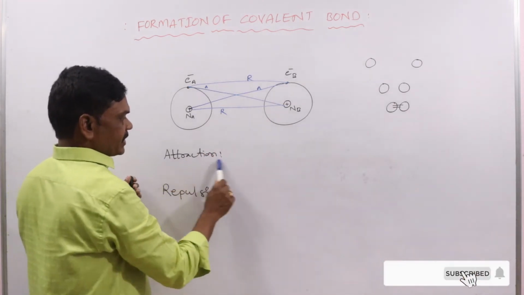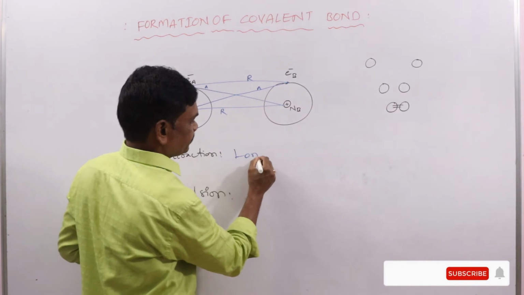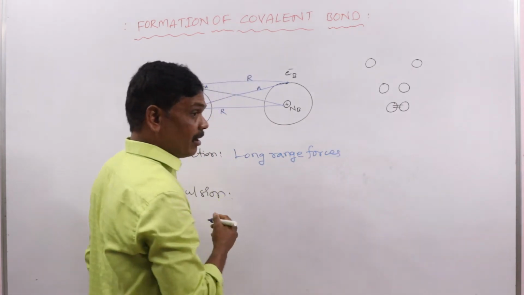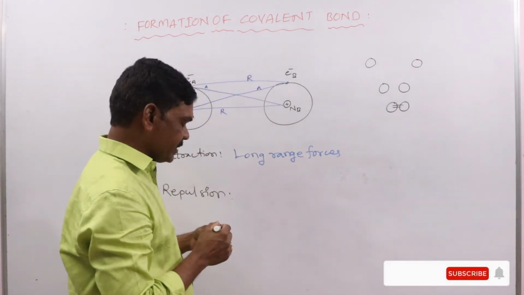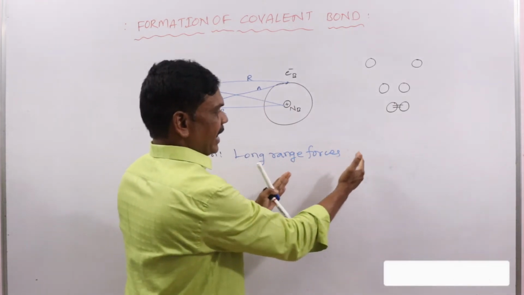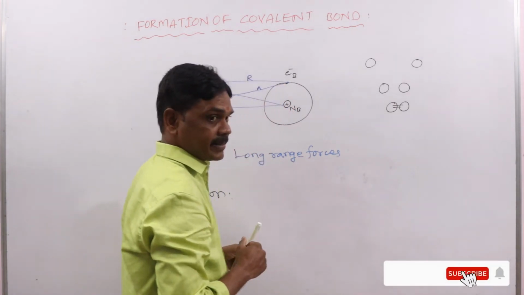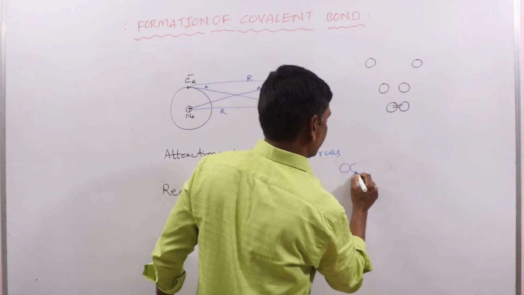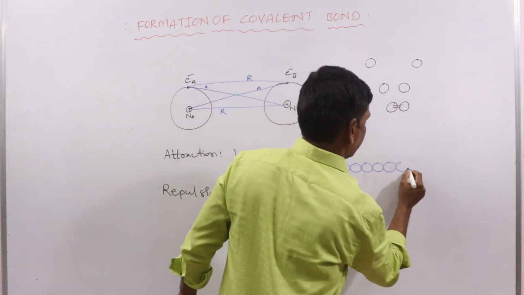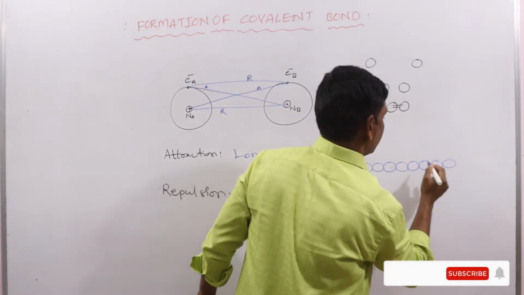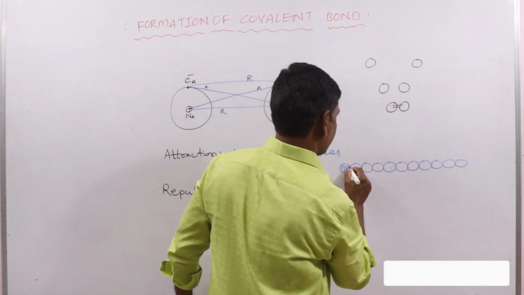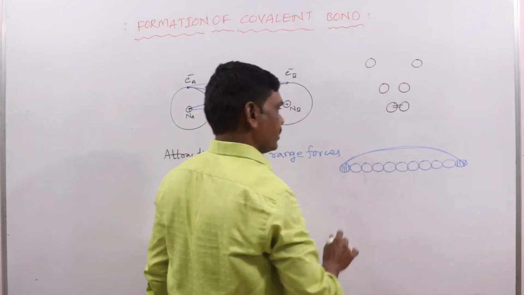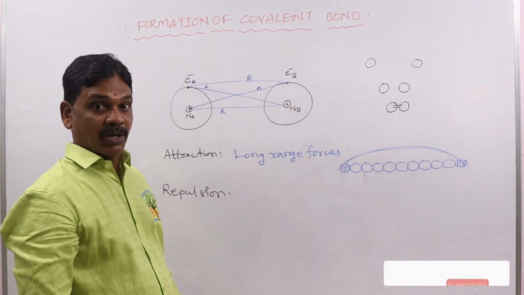These attraction forces are known as long range forces. What is the meaning of long range forces? Here, attraction forces act up to several atomic diameters. For example, I am writing a number of atoms, this is the first atom and this is the last atom. Attraction force may be present between this first and last. That is the meaning of long range forces.